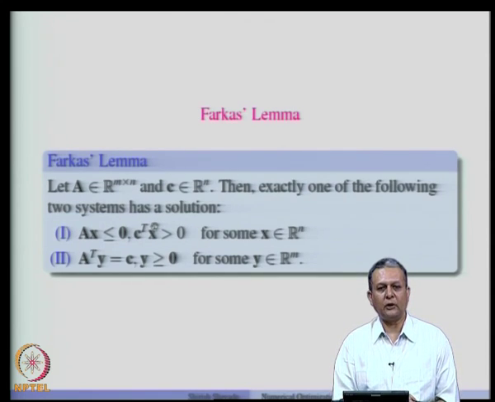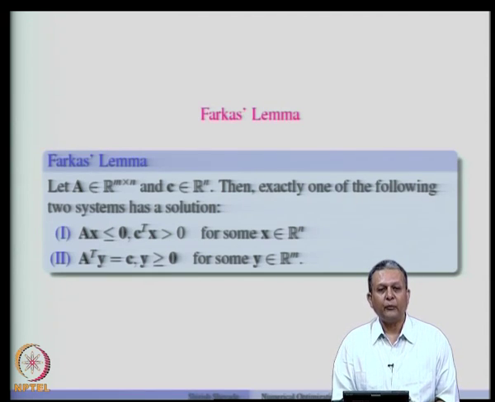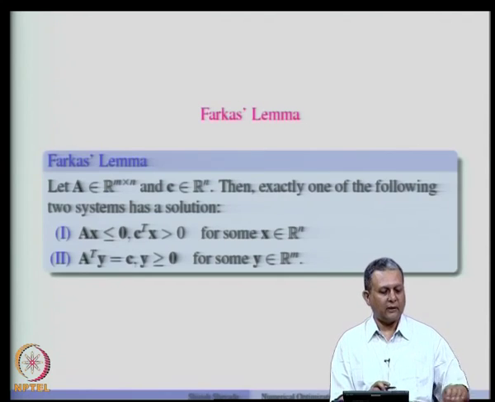And what are those two systems? One is the set of all x such that A x less than or equal to 0, C transpose x greater than 0 for some x in Rn, and the other one is A transpose y equal to C, y greater than or equal to 0 for some y in Rm. Now, before we prove this lemma, let us look at the geometrical interpretation of this.